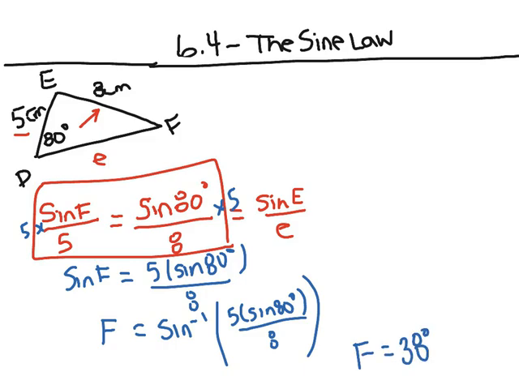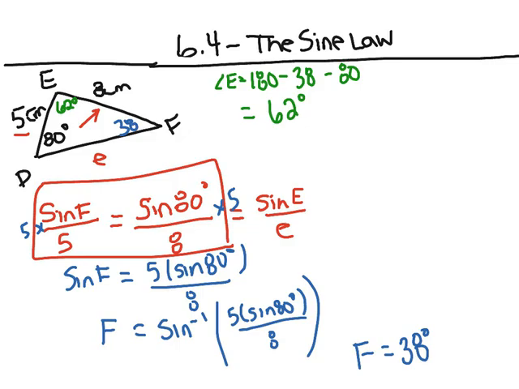Because we know the one angle, we can also find angle E. So we just go 180 minus 38 minus 80. This is for angle E, and we get that angle E is equal to 62 degrees. So now we have all of our angles. We can now find our sides.